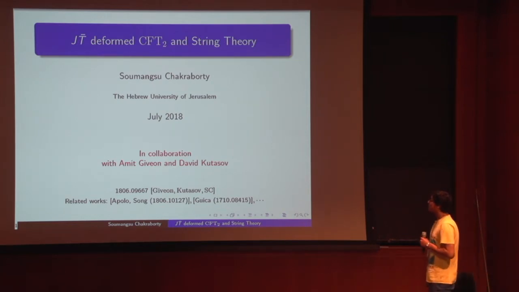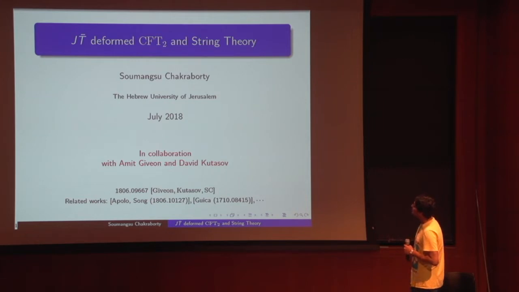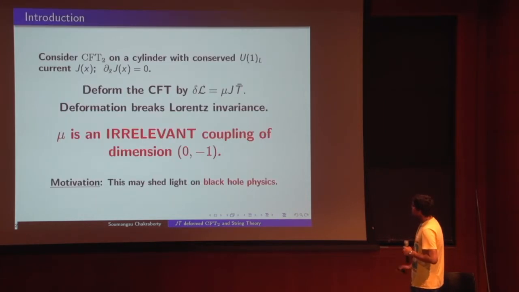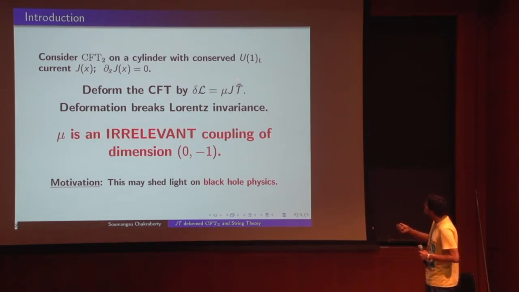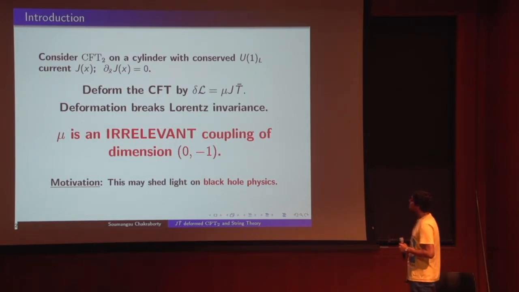Okay, thanks to the organizers for this opportunity to speak. I'm going to talk about JT-bar deformed CFT2 and the dual string theory, work done in collaboration with Amit Giveon and David Kutasov. So let us start with a CFT2 on a cylinder that has a conserved U(1) left current J of X. We deform the CFT2 by this operator, mu J T-bar, where T-bar is the anti-holomorphic component of the stress tensor. This deformation breaks Lorentz invariance. The coupling mu here is irrelevant because it has dimension 0, minus 1.